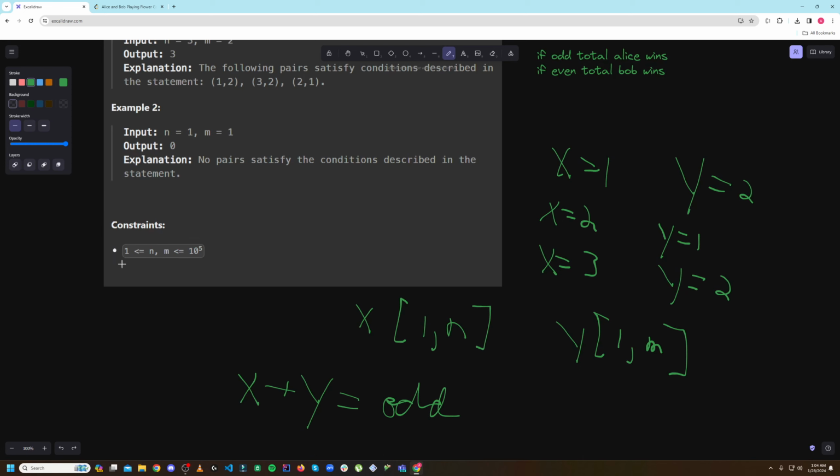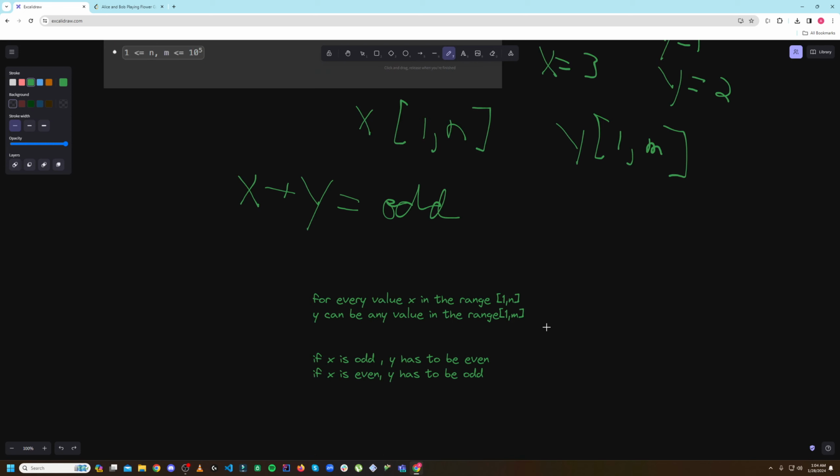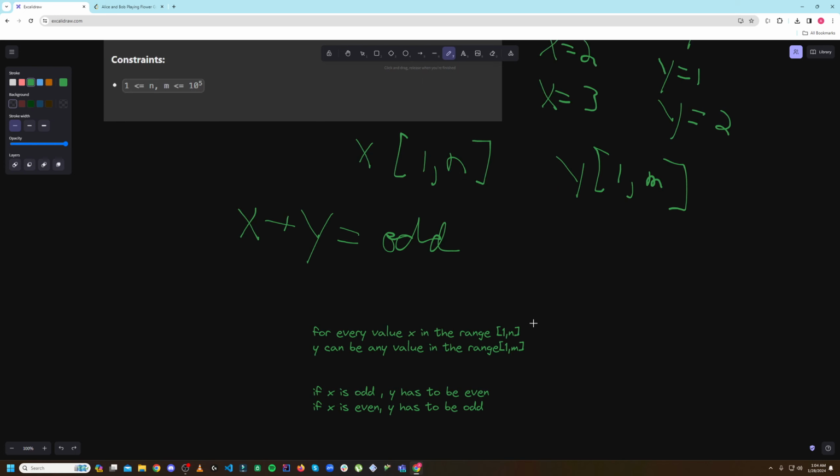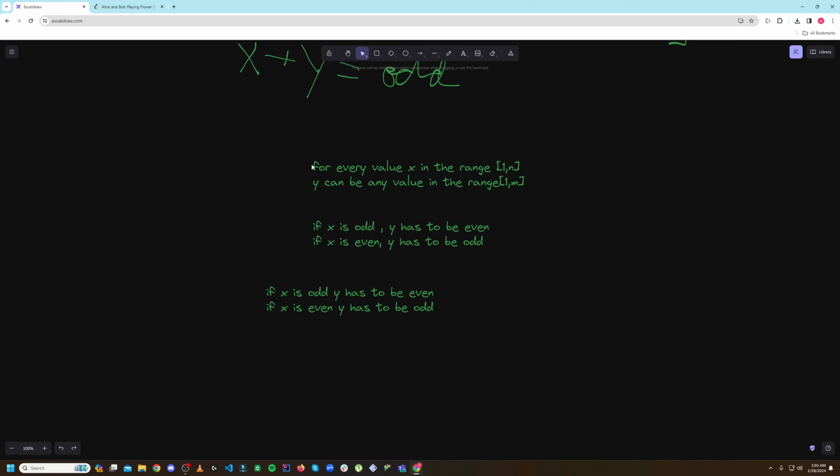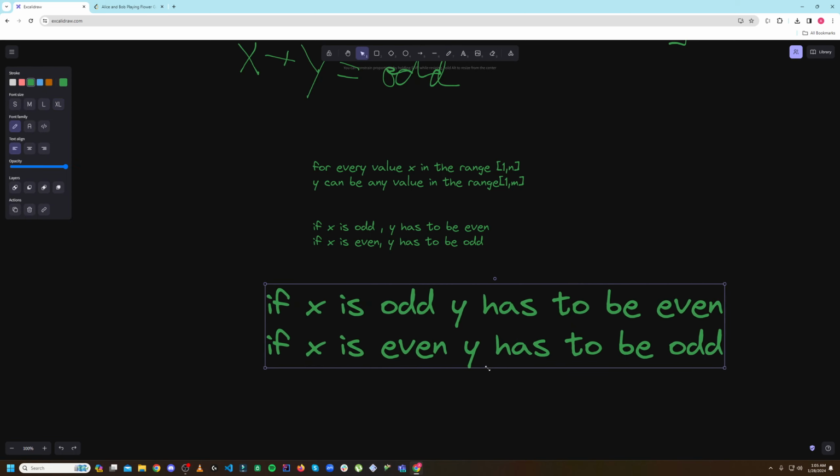going through every value of x. But notice that we can just do a basic combinations problem, right? We can make this even simpler. If x is odd, y has to be even. If x is even, y has to be odd, right? And basically the number of combinations is one or the other.